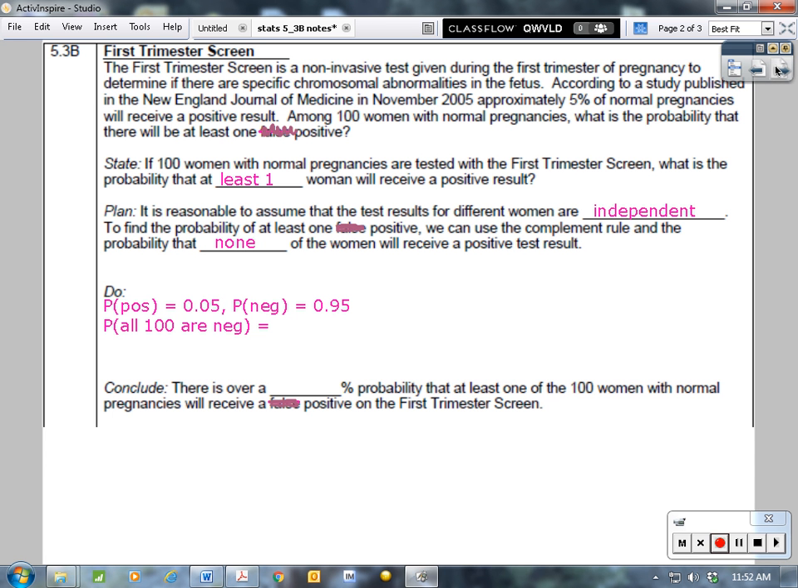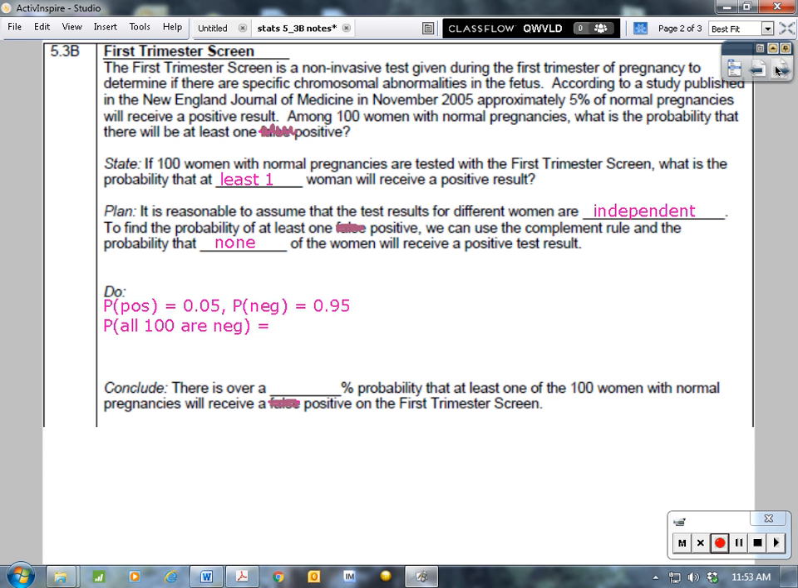Our plan is, it is reasonable to assume that the test results for different women are independent. Why do we need to state this? Because the method we're going to use has to deal with the independence rule. So does one woman's test result affect another woman's test result? And that is reasonable to assume that one woman's test result should not affect another woman's test result. But you have to really think about the problem because sometimes it's not reasonable to assume independence.